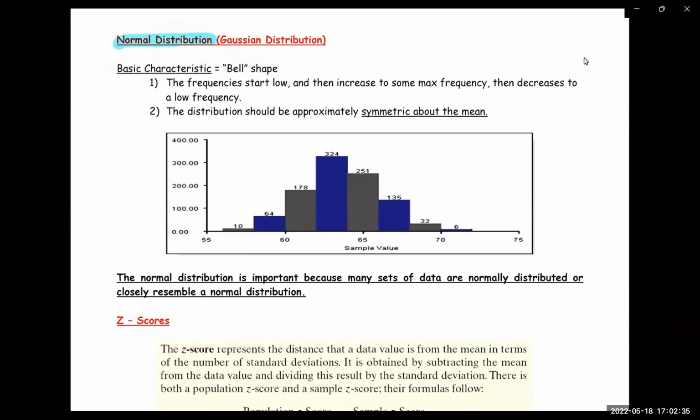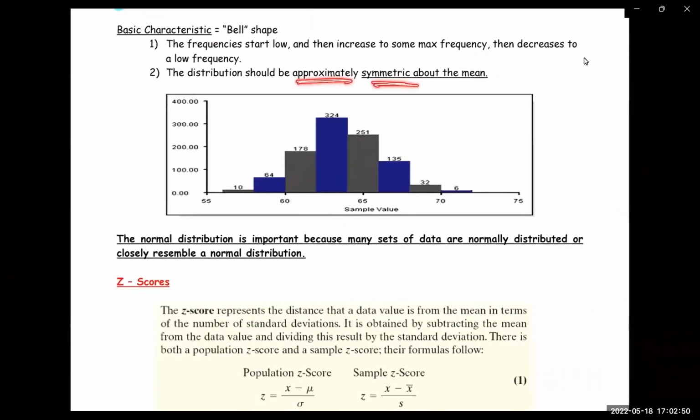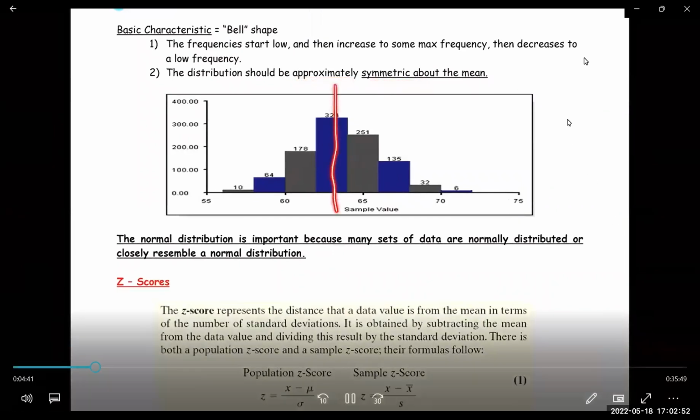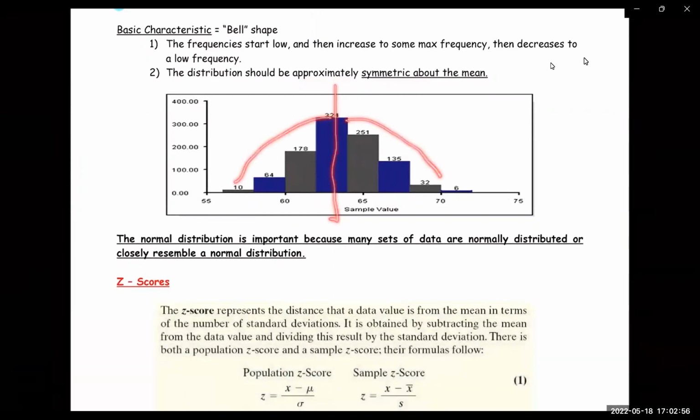All right, so the characteristics are it's bell-shaped. The frequencies start low, and then they increase to some maximum, and then they begin to decrease. The distribution should be approximately symmetric about the mean. The mean is going to be in the middle, and it's roughly symmetric on both sides of the mean.